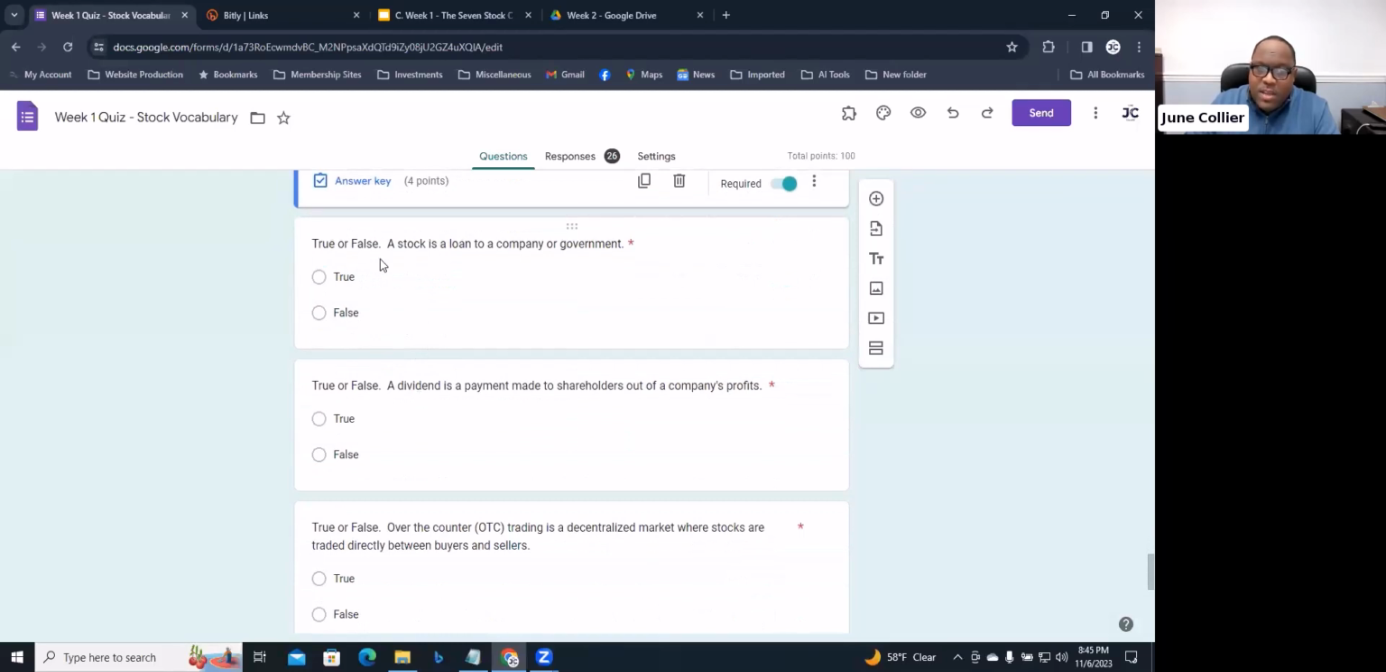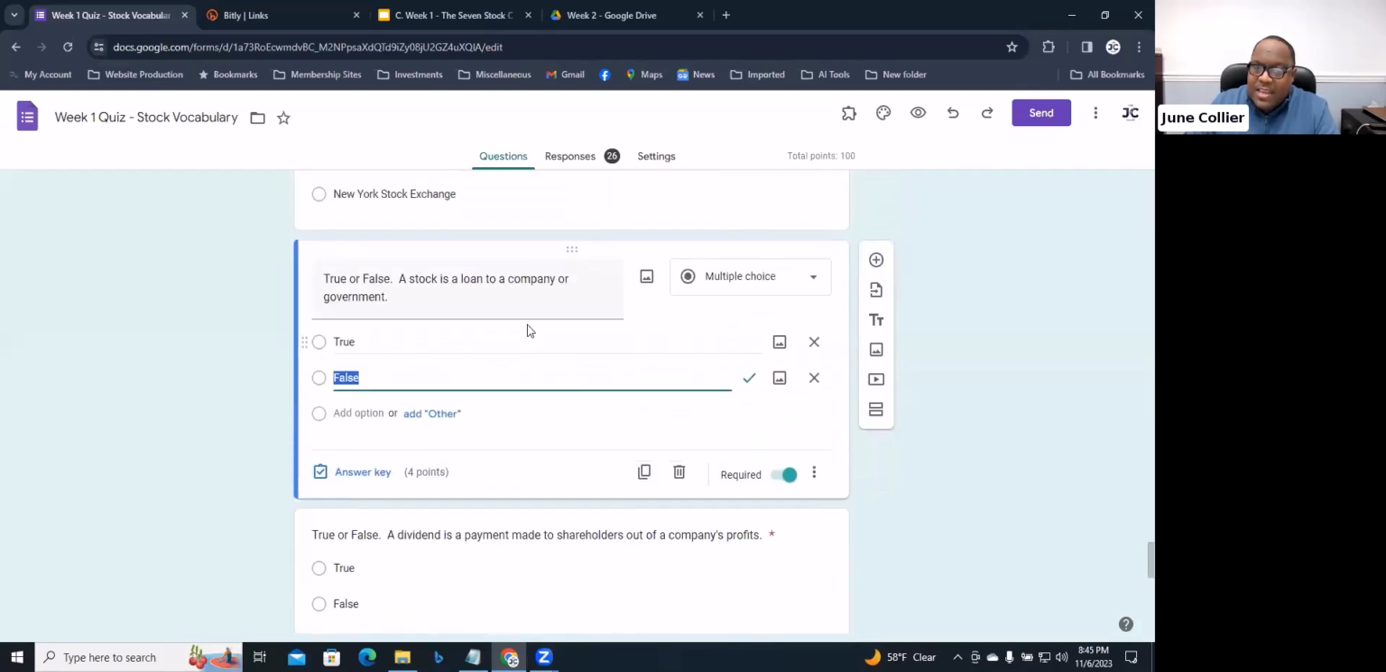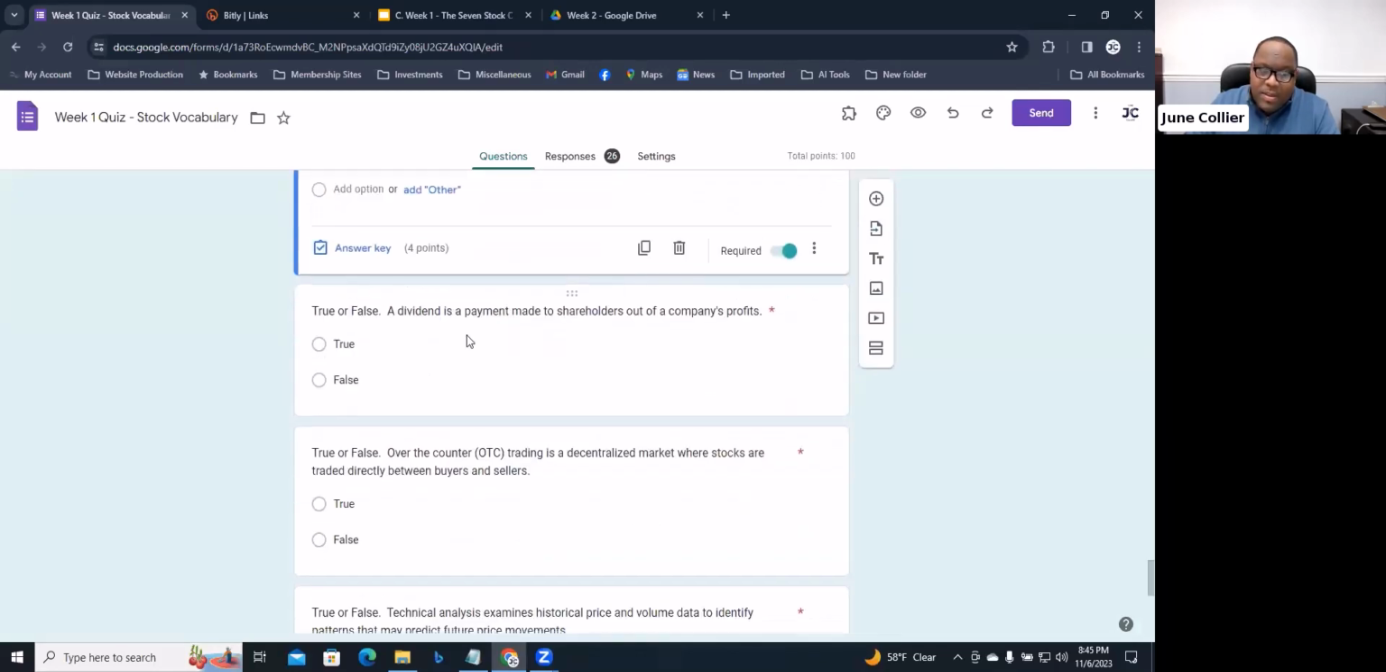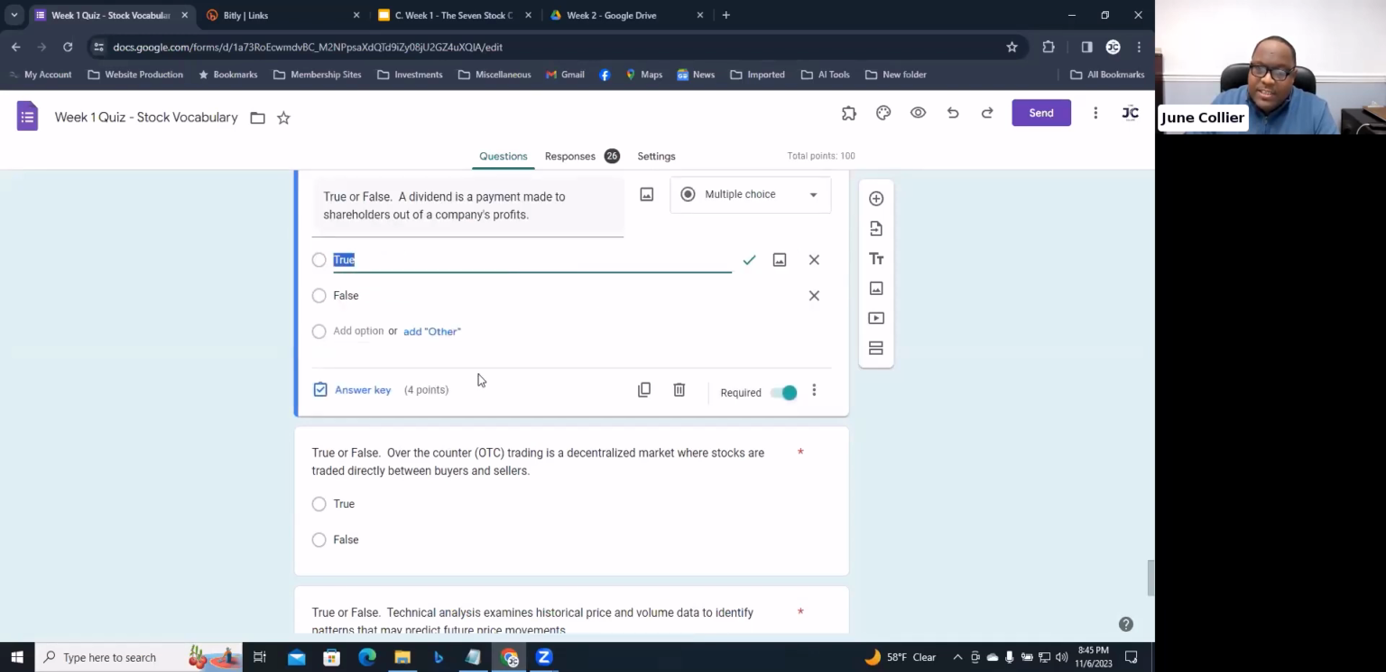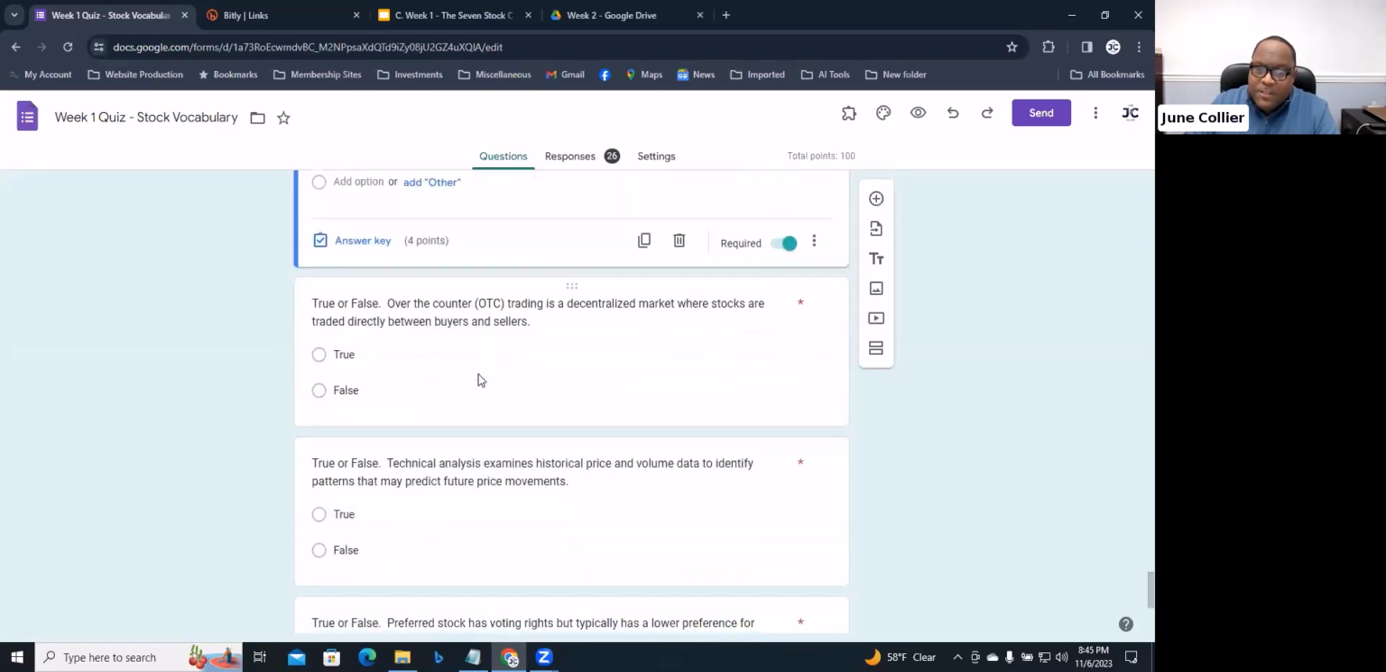True or false? A stock is a loan to a company or government. Well, we know that that's false, because a stock is not a loan. A bond is a loan. True or false? A dividend is a payment made to shareholders out of a company's profits. True. Dividend is a share of their profits.